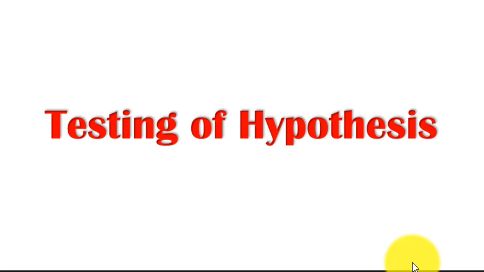Hello friends, in this video I'm going to explain to you the procedure of testing the hypothesis. I will explain the key terms used in the process such as level of significance, decision criteria, power of test, type 1 and type 2 error, etc. So watch this video for better understanding.